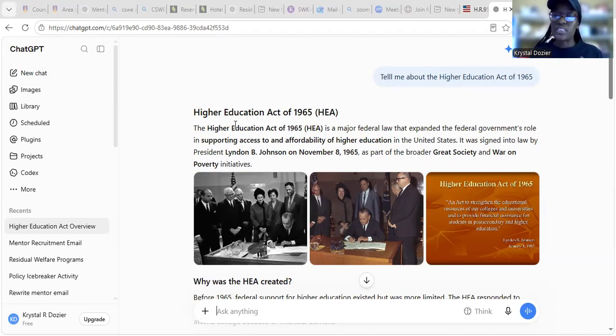So now we're going to look at this policy that has expanded the government's role in supporting access and affordability, right? So now you're seeing the connections that are coming in. That sounds like what I need to focus on. This also helps you as you write out the summary. Now, here's the key piece. I don't want you to rely simply on this for your references, okay?